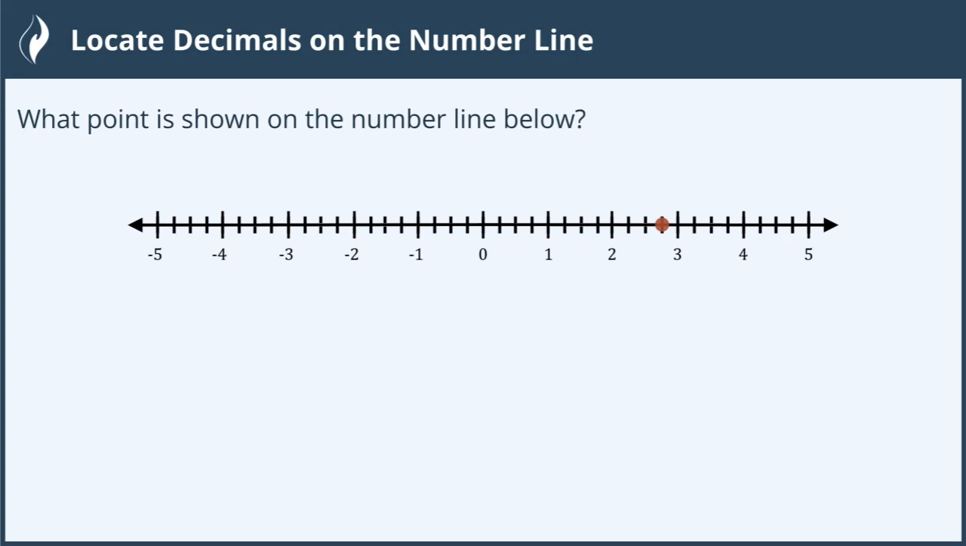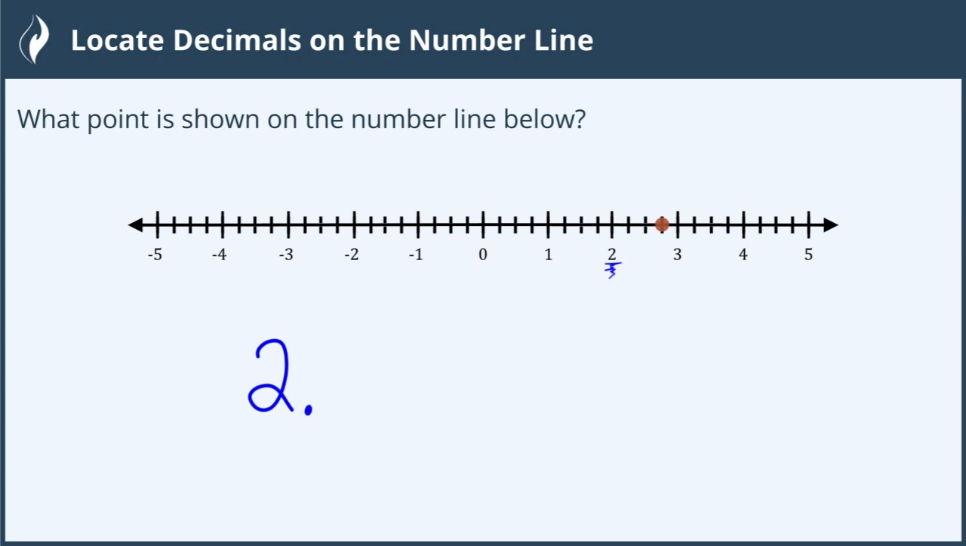Hi, in this video, we're going to figure out how to write the number plotted on this number line. The first thing you want to do is recognize what number comes before the point that's been plotted. In this case, we have a 2. Now that means that our number starts with 2 point something.